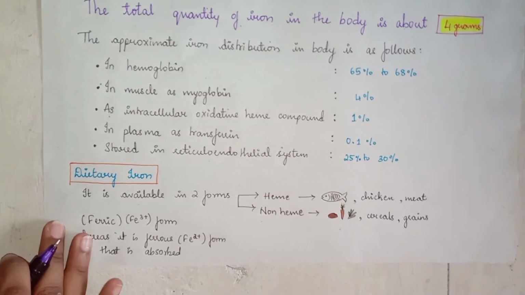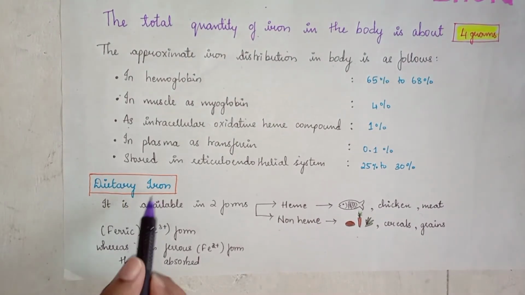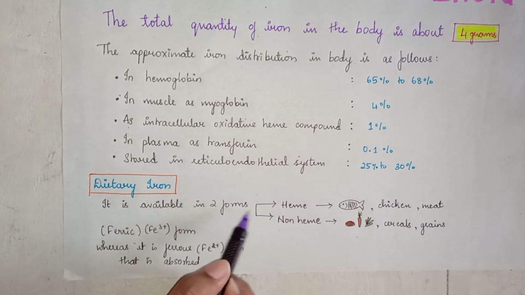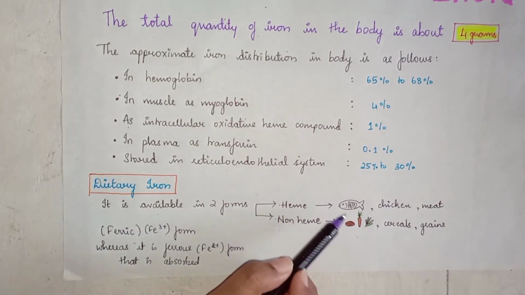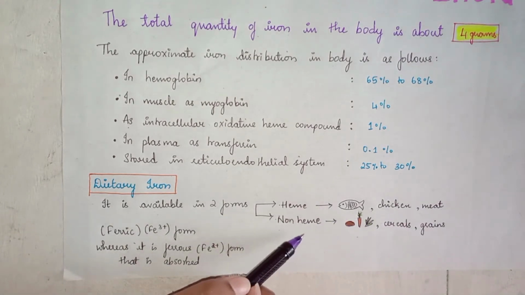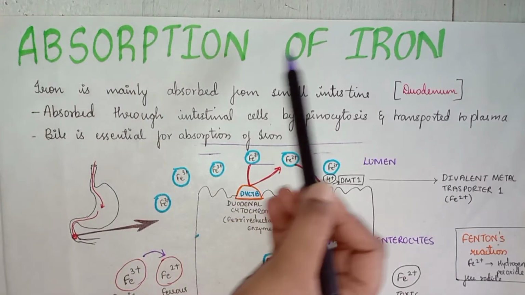Dietary iron. It is available in two forms, heme and non-heme. Heme is mostly found in fish, chicken and meat, whereas non-heme is found in vegetables, cereals and grains. Iron in the ferric form, that is Fe3 plus, is not absorbed; it is the ferrous form that is absorbed.